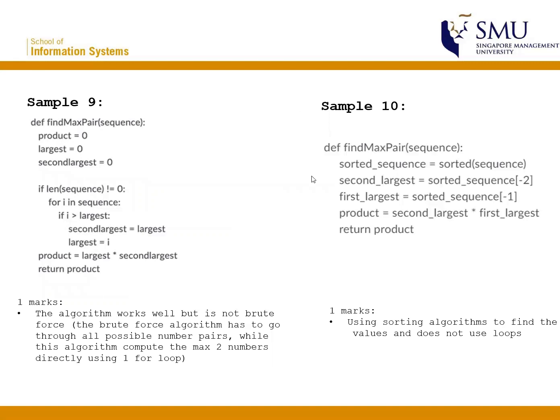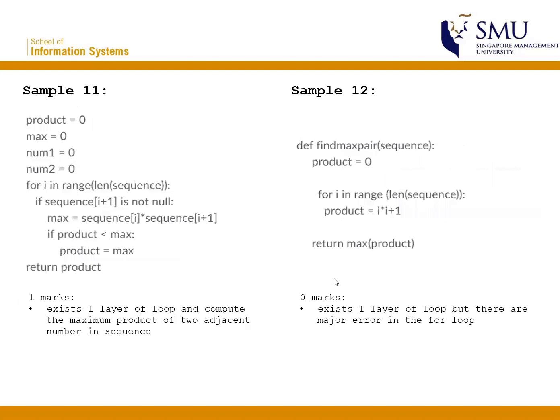Another possible case, sample 10, uses a sorted sequence. It first sorts the sequence and returns the product of the first 2 or last 2 numbers, which is also not brute force, so it will also get 1 mark. And for sample 11, the problem is that only 1 layer of for loops exists, so it will get only 1 mark.